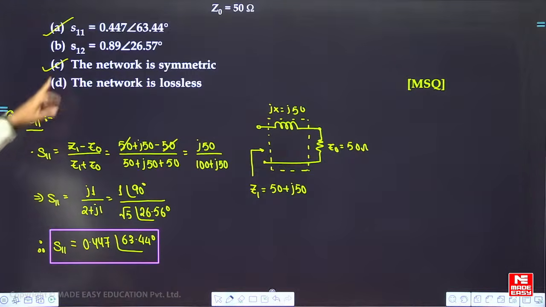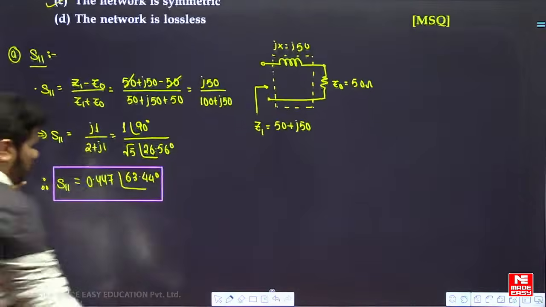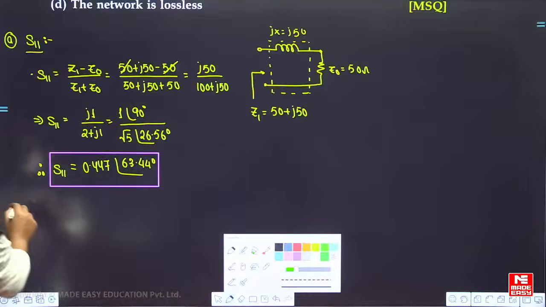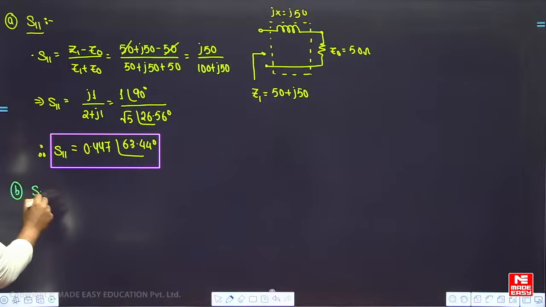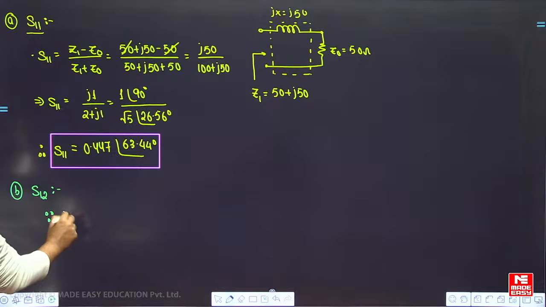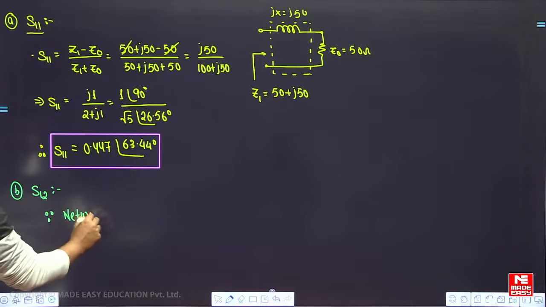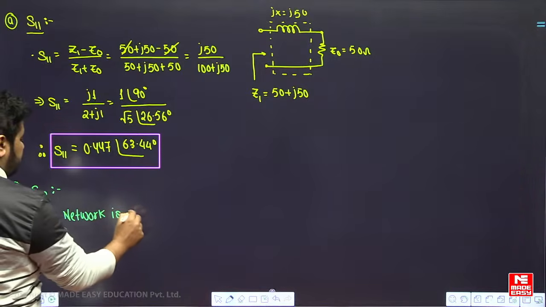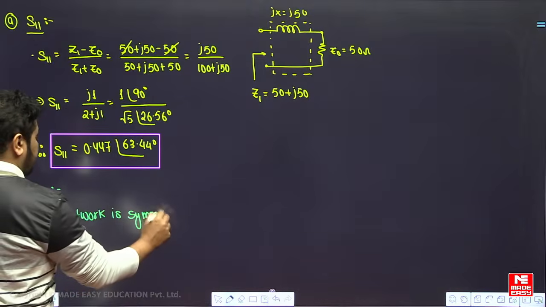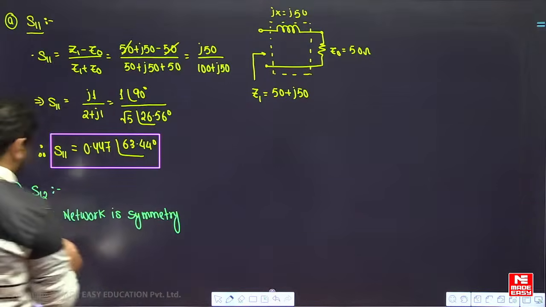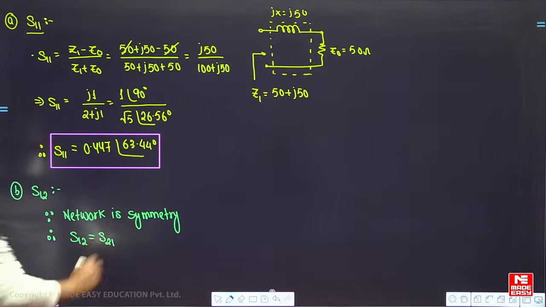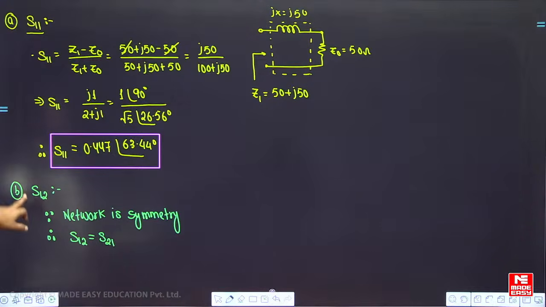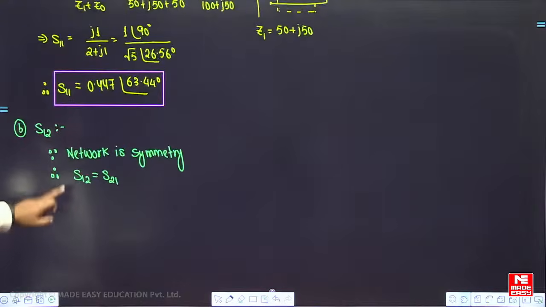Next, coming to option B. They are asking S12 or S21. Now we can see that since the network is symmetric, S12 will be the same as S21. That means if I can calculate S21, I will get the value of S12 also.